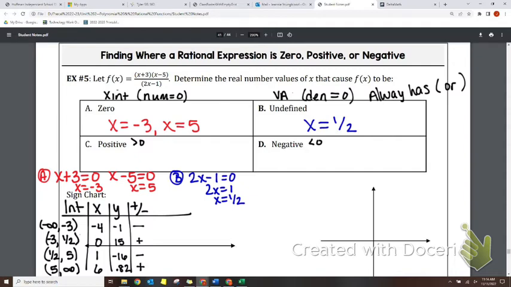All right, so when I'm looking on C for where it's positive, I'm looking for greater than 0. I'm looking for where it has a plus in the plus or minus column, the sign column. So I can see it's from negative 3 to 1/2, and it's also from 5 to infinity.